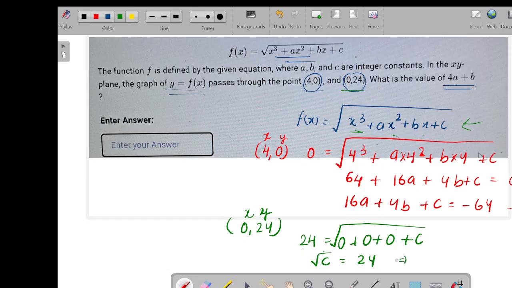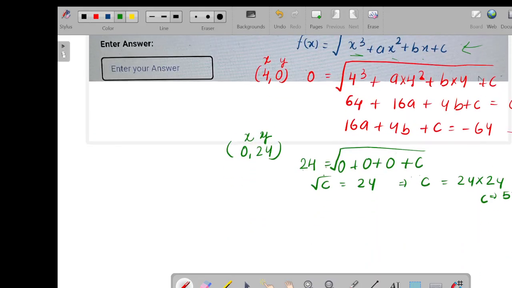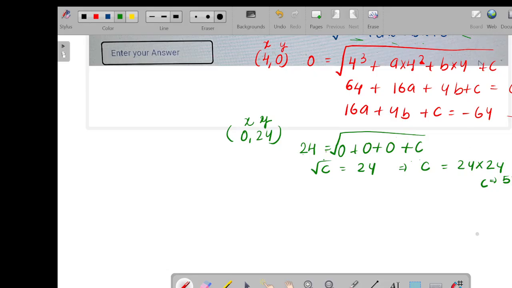The radical is nothing but the power of 1 by 2 here. So if I transpose it to the other side, it gets reciprocated, or we can say the square root converts into a square. So I can write the value of c as 24 times 24, or 24 square, which equals 576. I got the value of c. Now what about a and b? I'll plug in the value. But how?